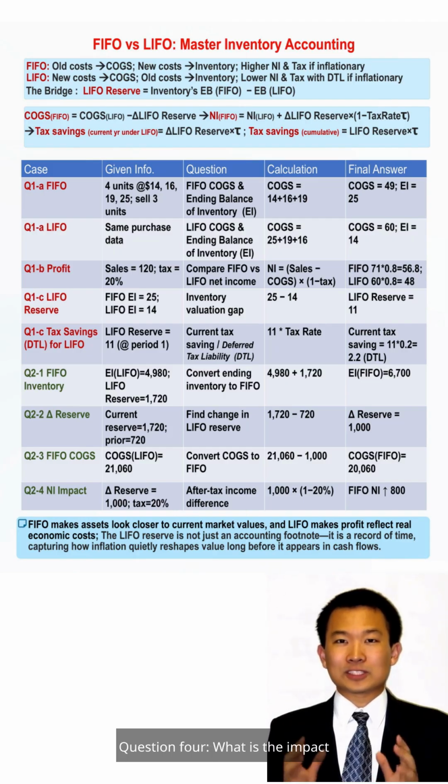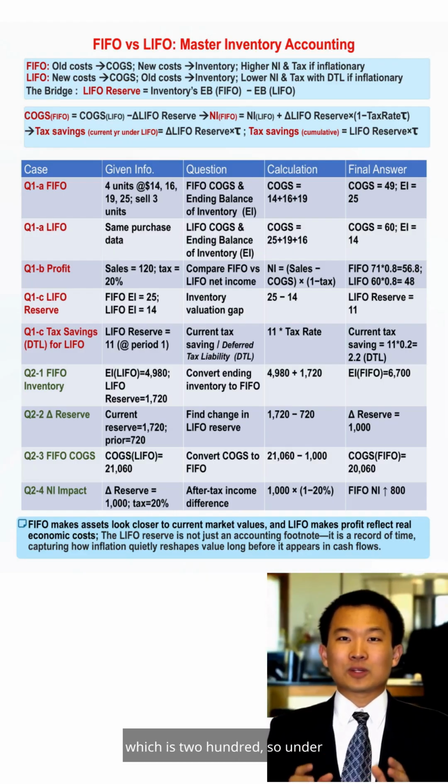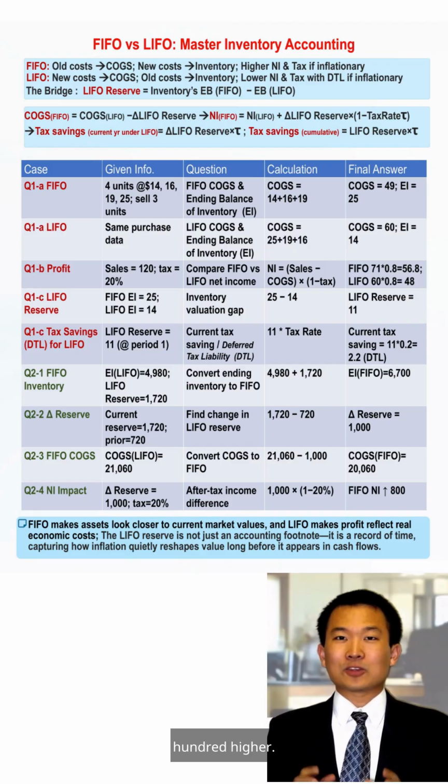Question 4. What is the impact on profit? Under LIFO, the tax savings equal 1,000 times 20%, which is 200. So under FIFO, net profit will be 800 higher.